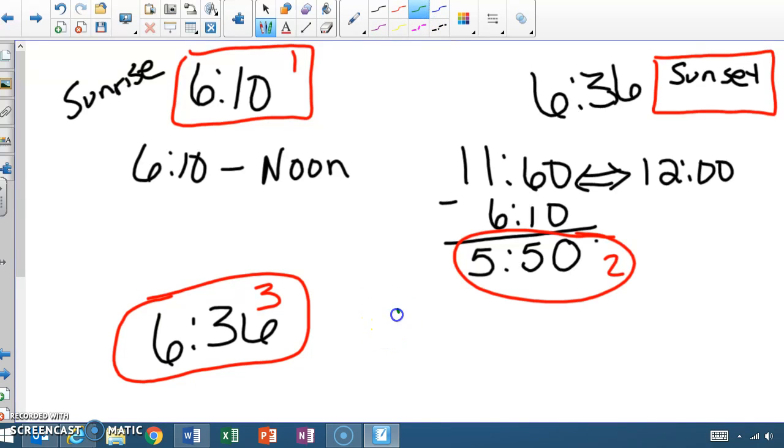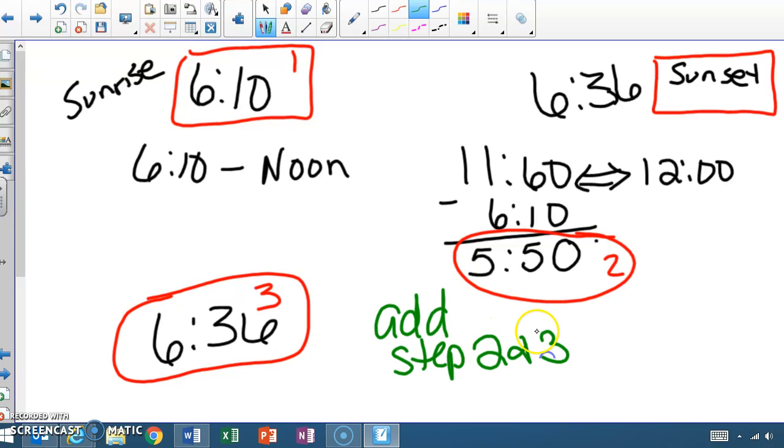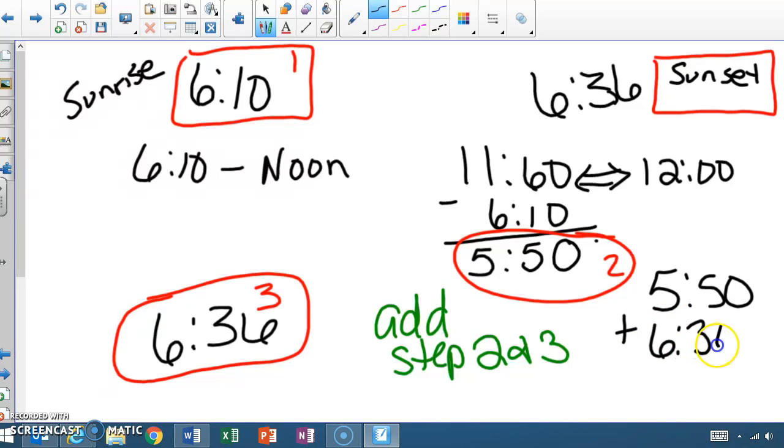In step four, you need to add step two and three. So I'm going to add step two and three, which is 5:50 plus 6:36, because I'm trying to find the time span of that entire day, which will give me 11 hours and 86 minutes. But then again, it goes back with the terminology.